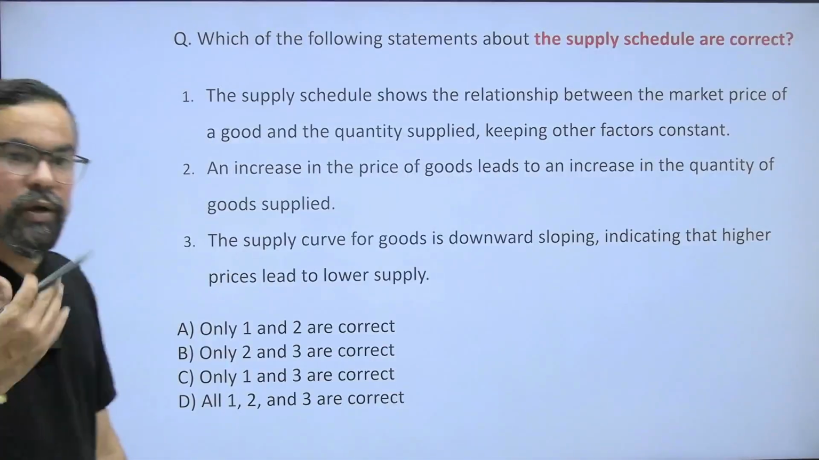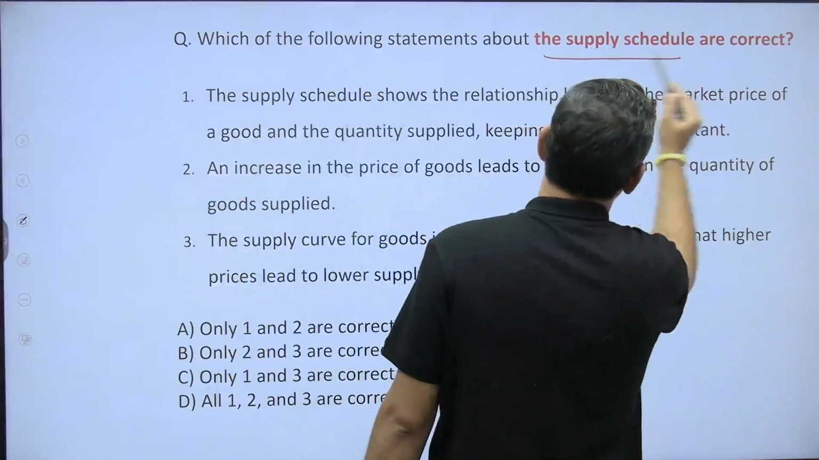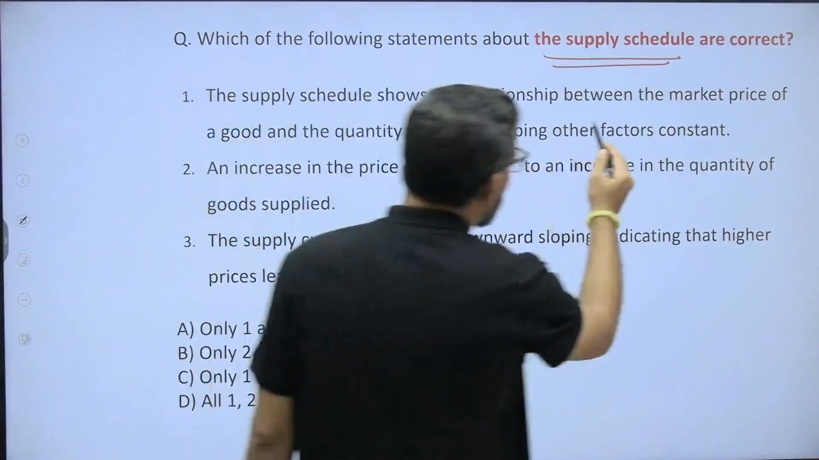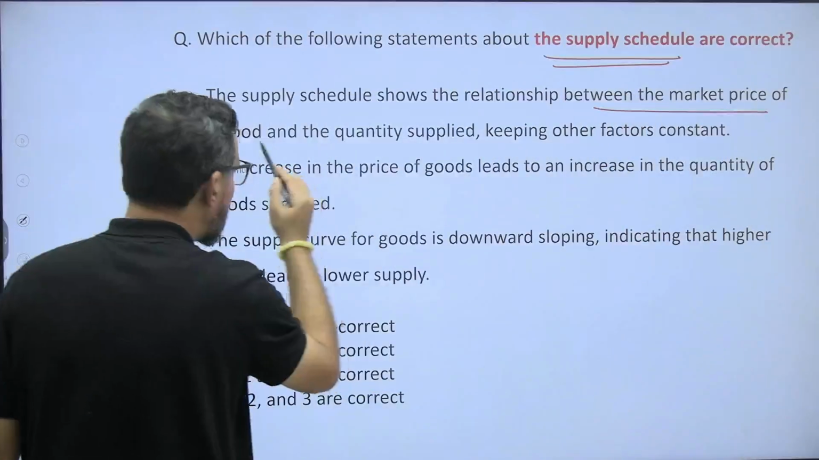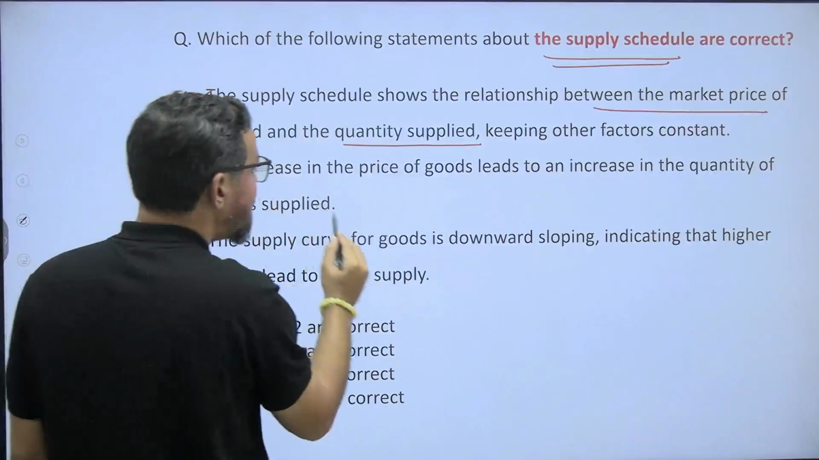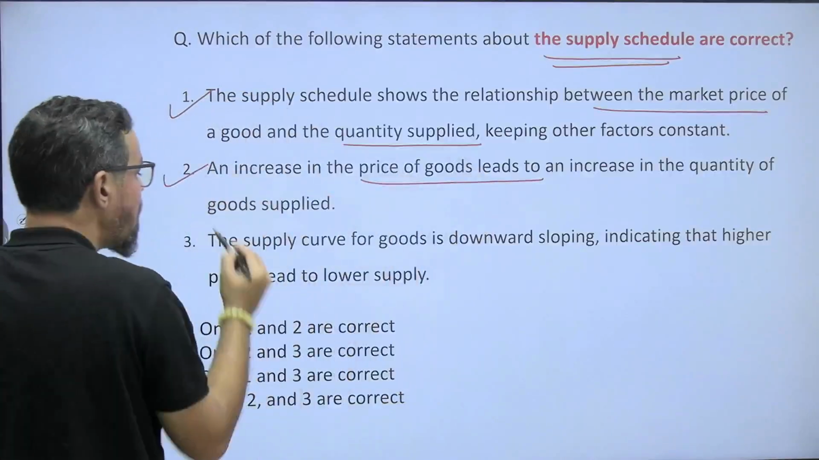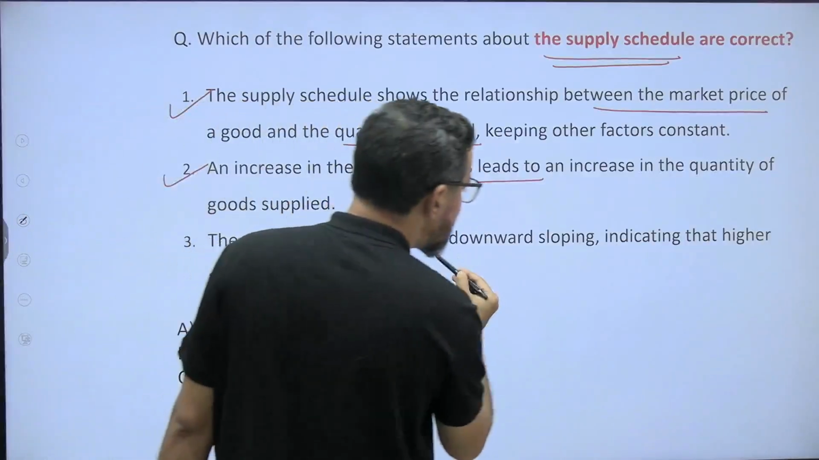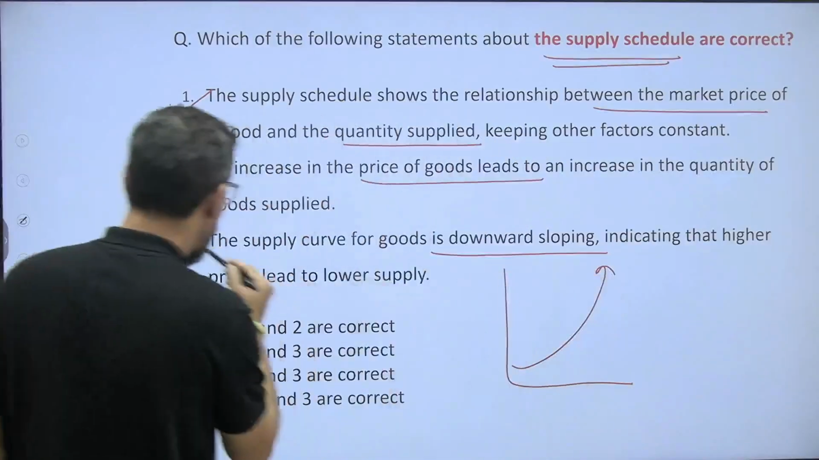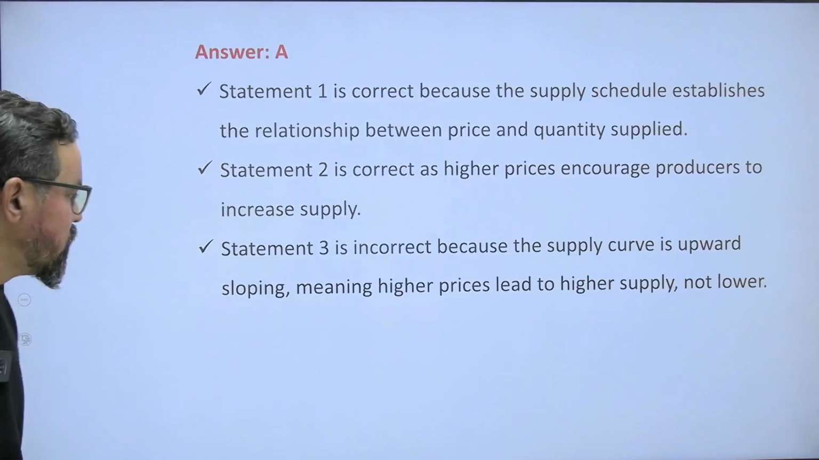Now a question related to supply. You have to find out the correct statement regarding the supply schedule. The supply schedule shows the relationship between the market price of goods and quantity supplied, keeping other factors constant. True. An increase in the price of goods leads to an increase in quantity supplied. True. The supply curve for goods is downward sloping. No, it is upward sloping when it comes to the supply curve, right? So this is wrong. So 1 and 2, which means option A will be the correct answer. Very simple question.